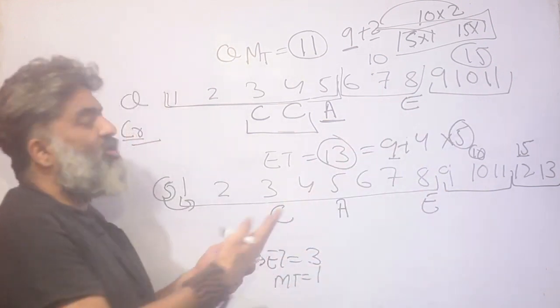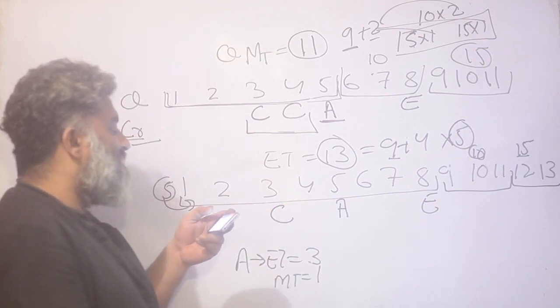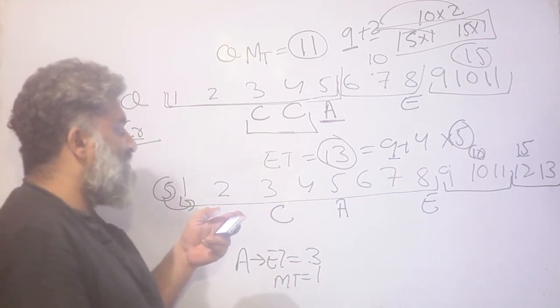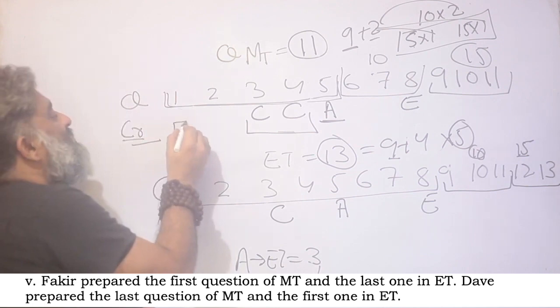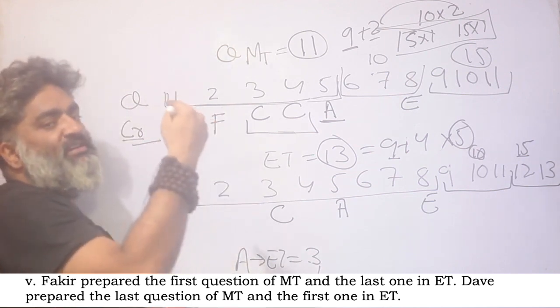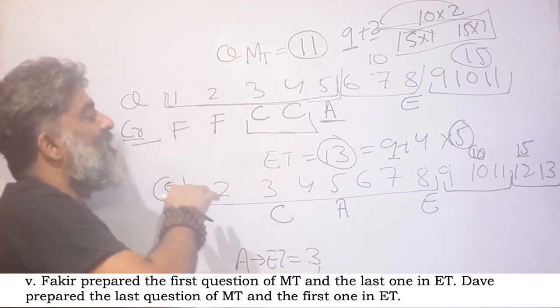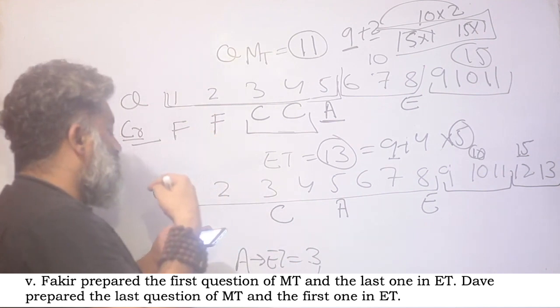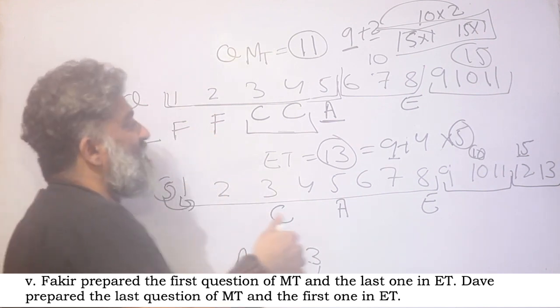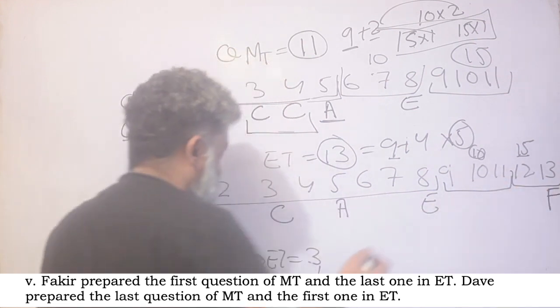So as of now it's not showing me too much, so let me jump to the next rule. Fakir prepared the first question of MT and the last one in ET. Fakir prepared the first and the second question, because if I know he created the first question, I know for sure he created the second question as well because of previous rules. It is also given to me that he created the last one in ET. So the last one in ET, question number 13, is created by Fakir.